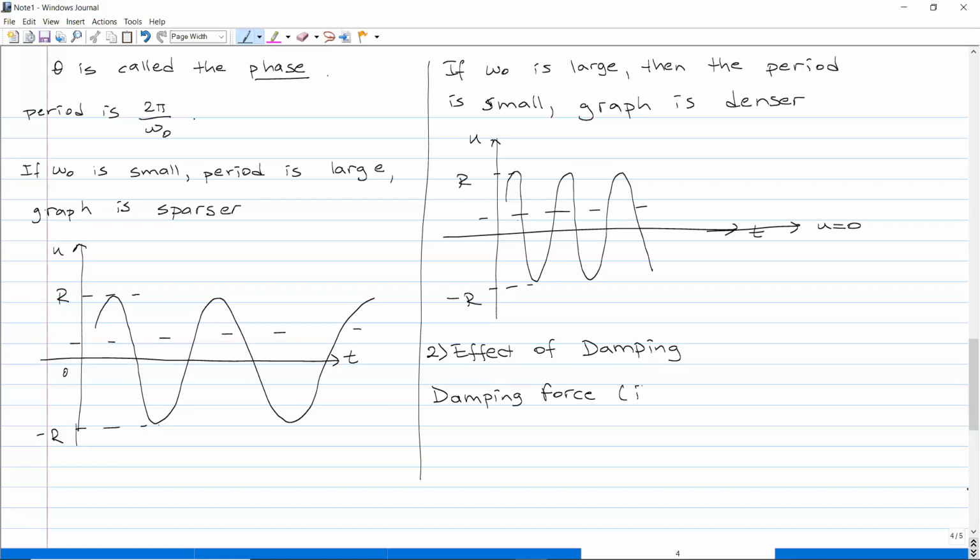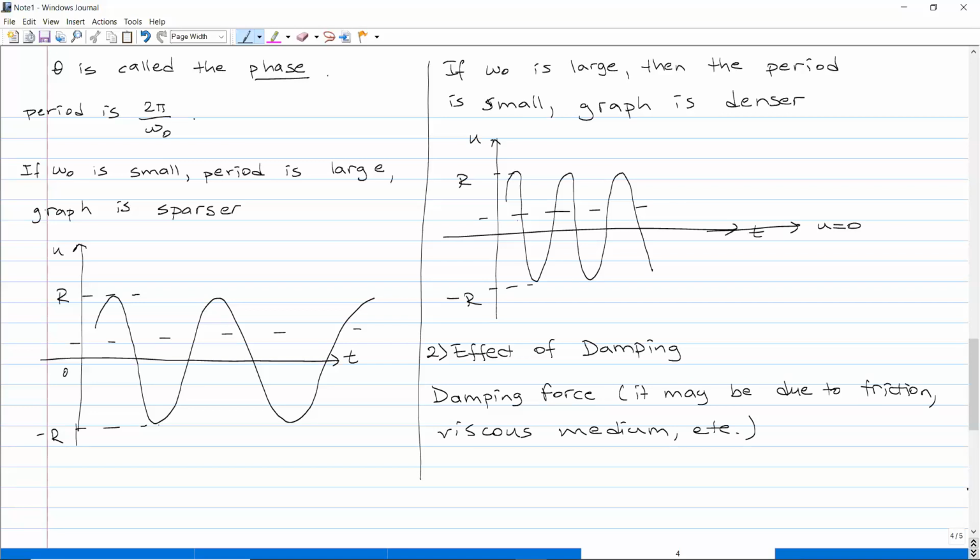It may be due to friction or viscous medium or something like this. Okay.